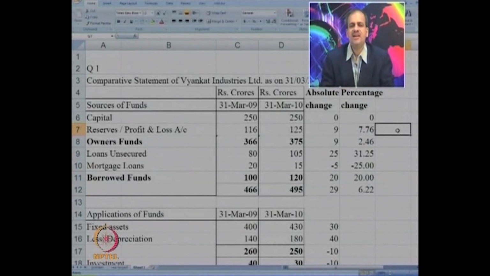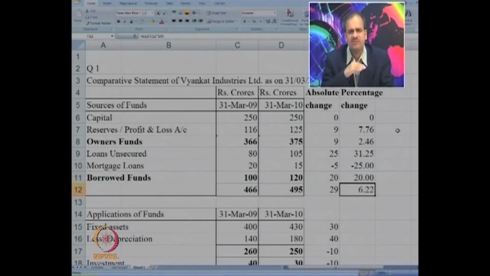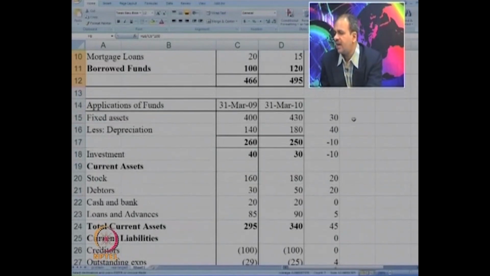You can see that there is no change in the capital. However, in case of reserves and surplus, there is a change of 7%. Major change is in mortgage loan, which has gone down by 25%, while unsecured loan has increased by 31%. Overall, the company looks fairly stable. There is neither significant increase nor major decrease. It's a marginal increase of 6% on the total values. Same way, let us try to do it for assets.